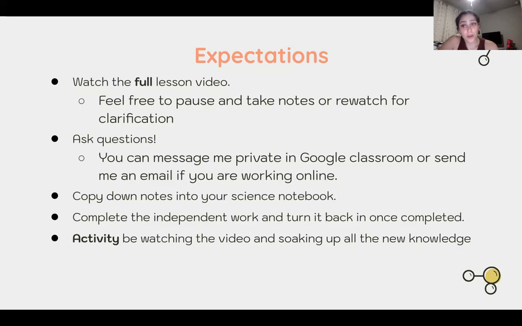Copy down all the notes in your science notebook at any time that I'm presenting a video or I am talking up here that I'm breaking something down. Go ahead and copy it down as well. Complete the independent work at the end of the class and then turn it back in for a completed grade. And then finally, and the most important, actively be watching the video and soaking up all the new knowledge.